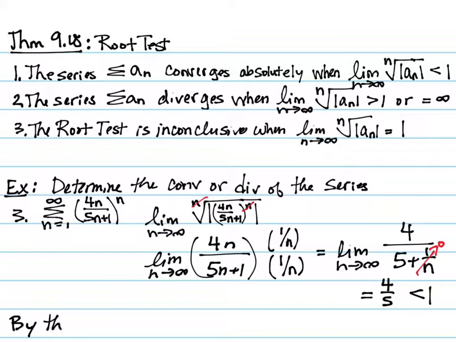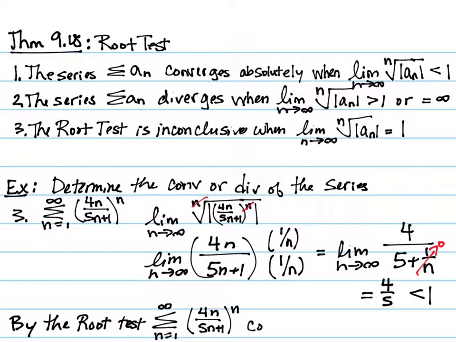Yeah, by the root test, right? So by the root test, somewhere in your description it needs to say by the root test, the summation from n equal 1 to infinity of (4n over 5n plus 1) to the n converges absolutely.